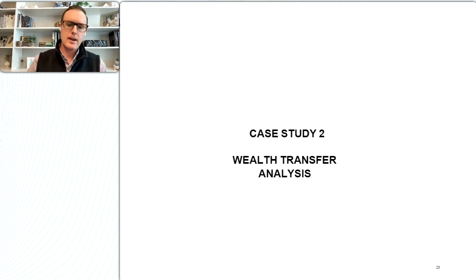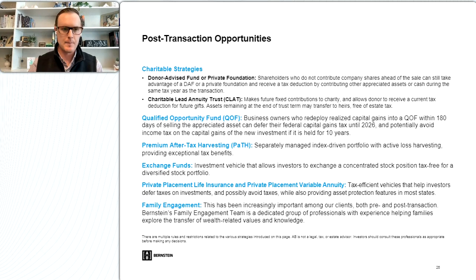The second case study I'll go through briefly was a similar experience, but this physician was not worried about, do I have enough money? They knew they had enough, but it was planning for the future. And how do I know that this money won't go to the government? And what are the things I can do both pre and post transaction to ensure that my family, my beneficiaries, my legacy, and my objectives are taken care of over time?